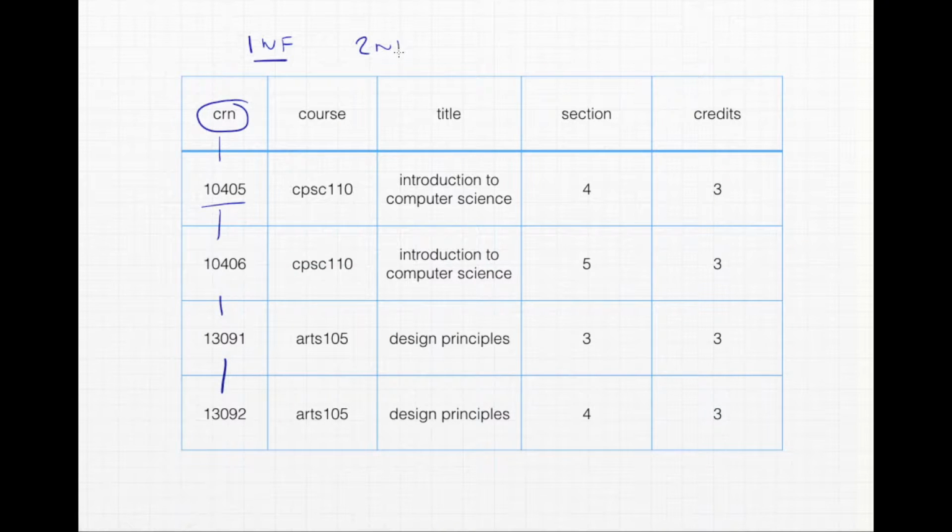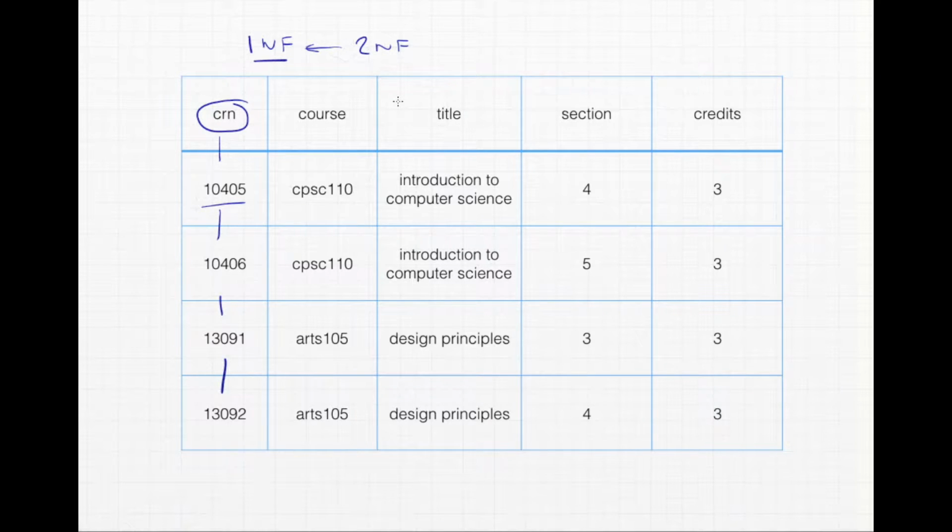2NF requires that the table be in 1NF, plus it requires that the table contain no partial functional dependency. Now, functional dependency just means that one column of a table is dependent on another column. So if the value of one column changes and that requires that another column changes, that means that there's a functional dependency.